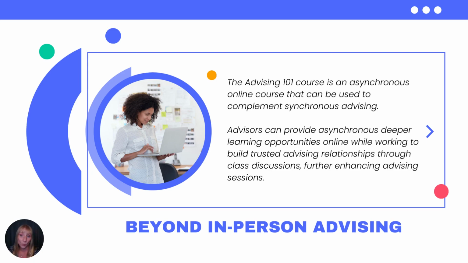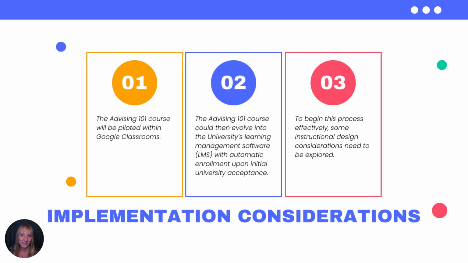Through this Advising 101 course, advisors are able to go beyond in-person advising by providing deeper learning opportunities online while working to build trusted advising relationships through class discussions, which further enhances the advising sessions. This Advising 101 course will be held as a pilot in Google Classrooms. With a successful pilot, the course can then evolve into the university's learning management software called Blackboard.